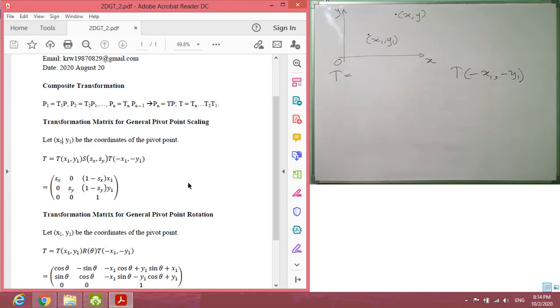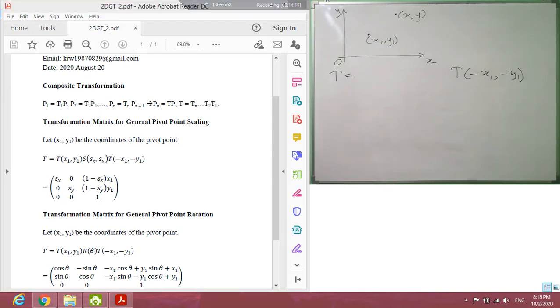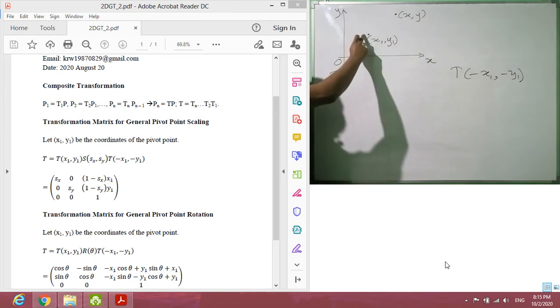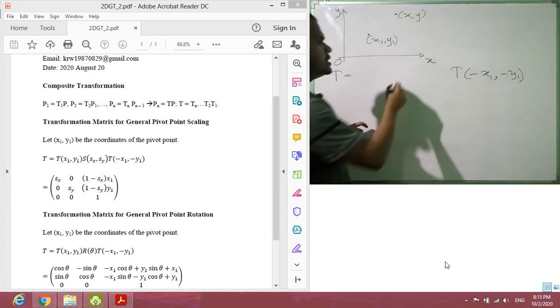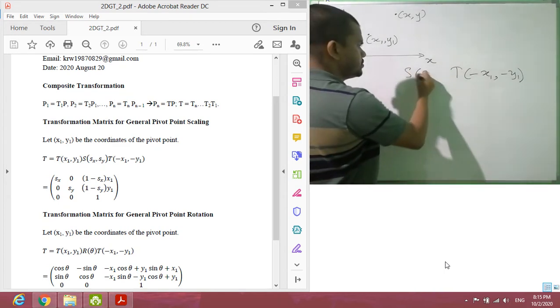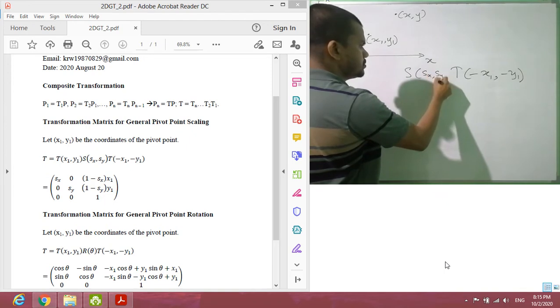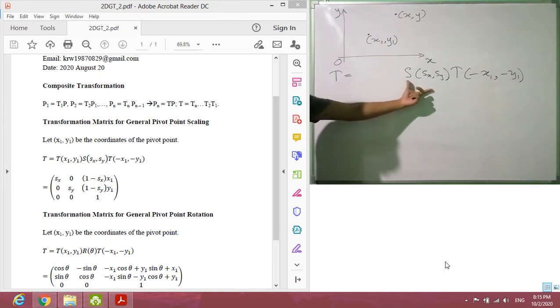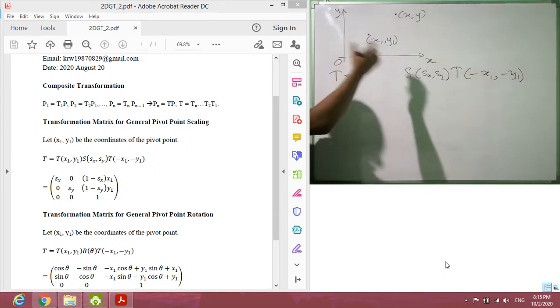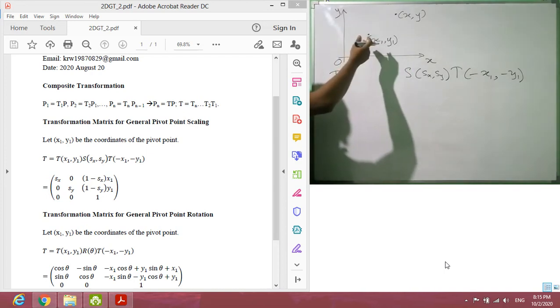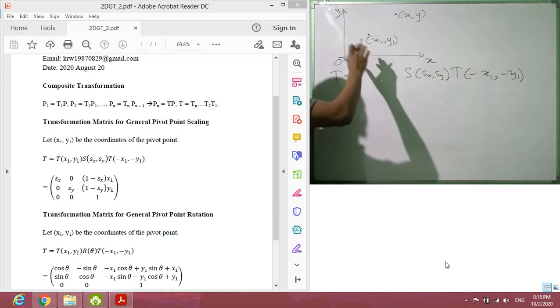And now we take the origin to here. Then we can perform scaling with respect to the origin. Now again we move it back to its position.